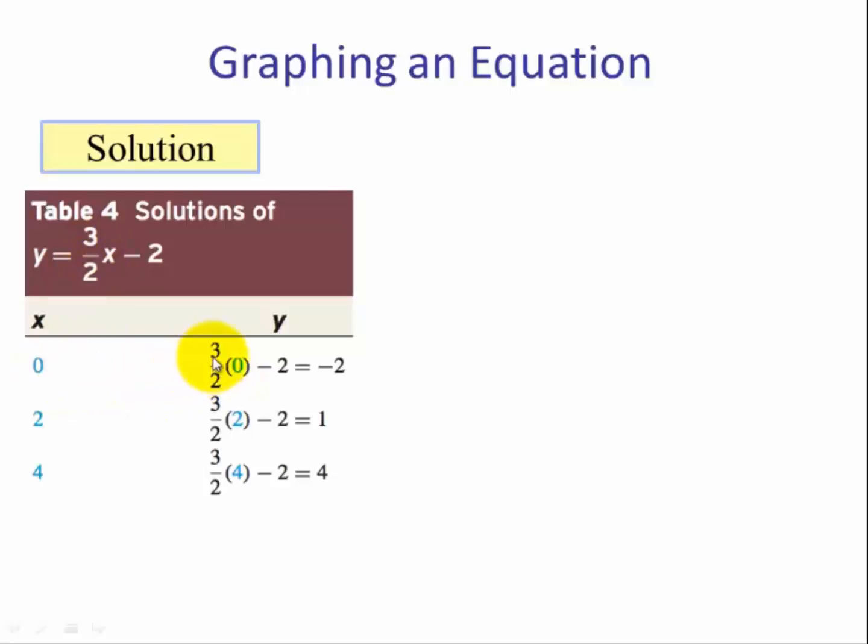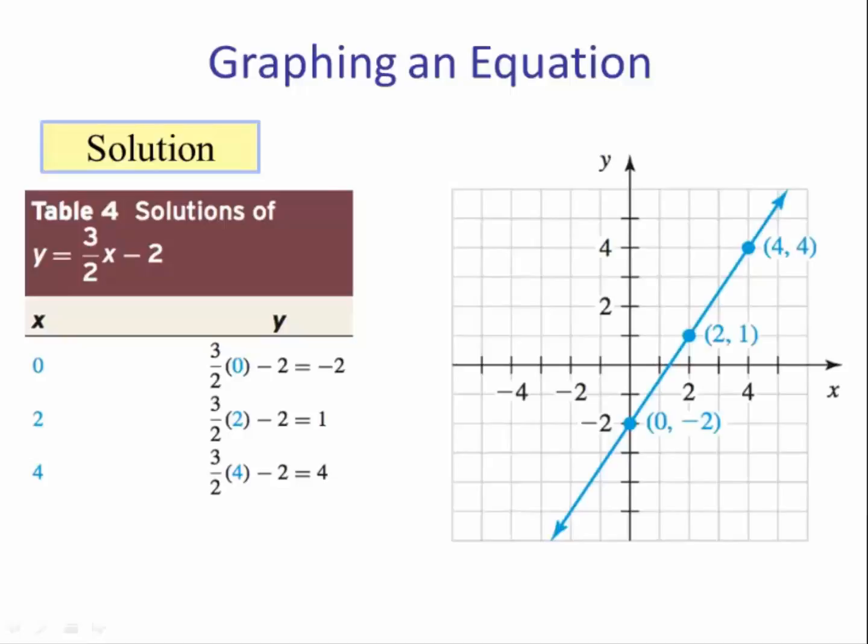To get the first one, 3 over 2 times 0 is 0, minus 2 is negative 2. 3 over 2 times 2, the 2's will cancel, and we have 3 minus 2, which is 1. And the last one, when x is 4, we have 3 over 2 times 4. 2 will divide into 4 2 times, so this becomes 3 times 2, which is 6. 6 minus 2 is 4.